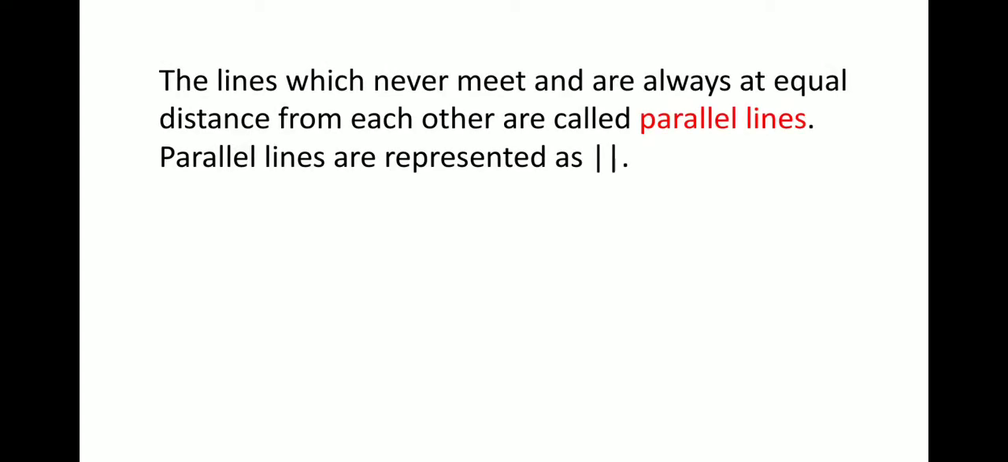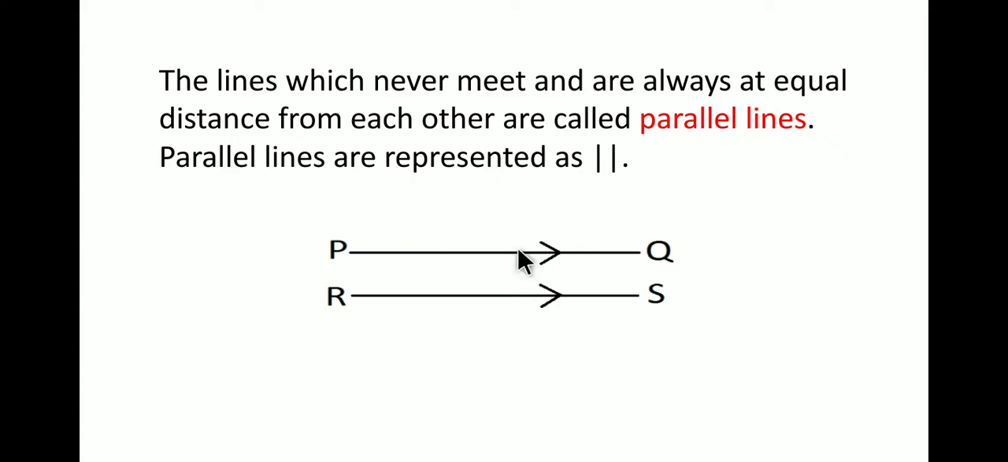Next, the lines which never meet and are always at equal distance from each other are called parallel lines. So here we see the picture. In the figure we see PQ and RS are a set of parallel lines, and these are the lines which will never meet. Even if you produce them up till infinity, the two lines won't meet each other. So parallel lines are represented as this kind of lines. So PQ and RS are parallel lines.